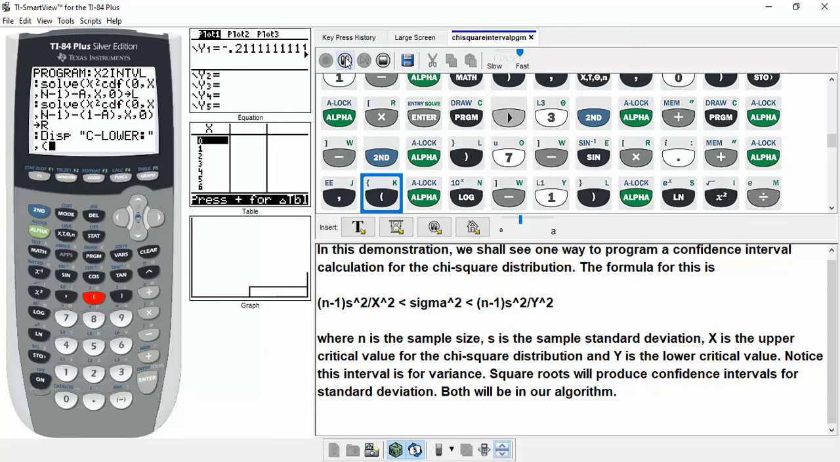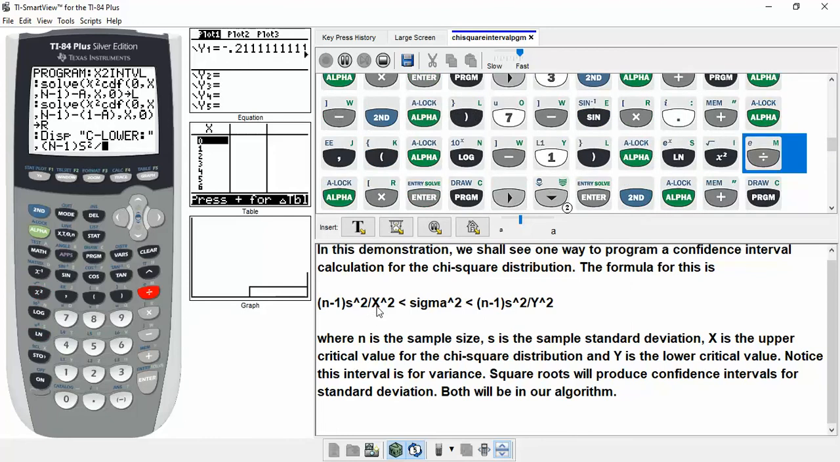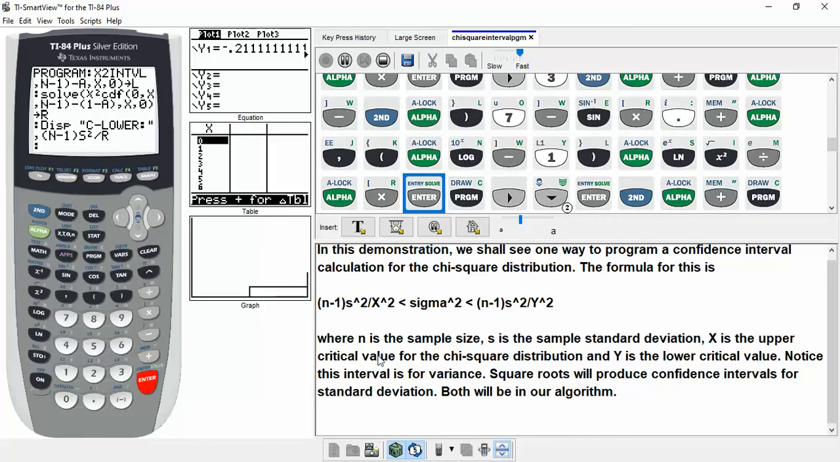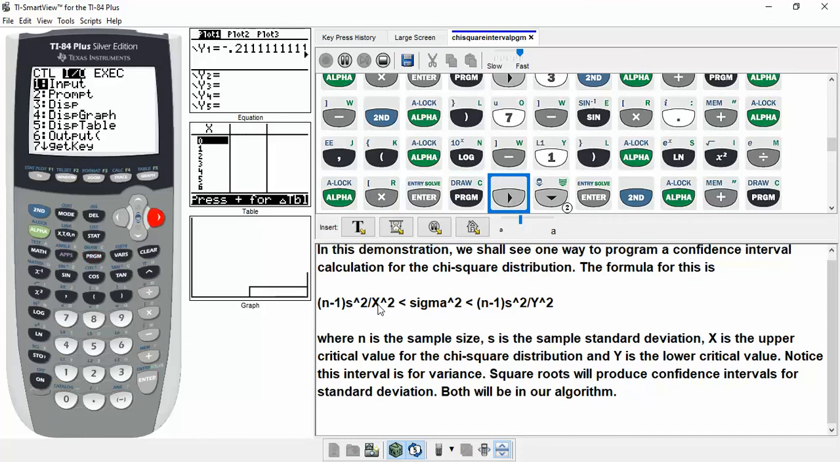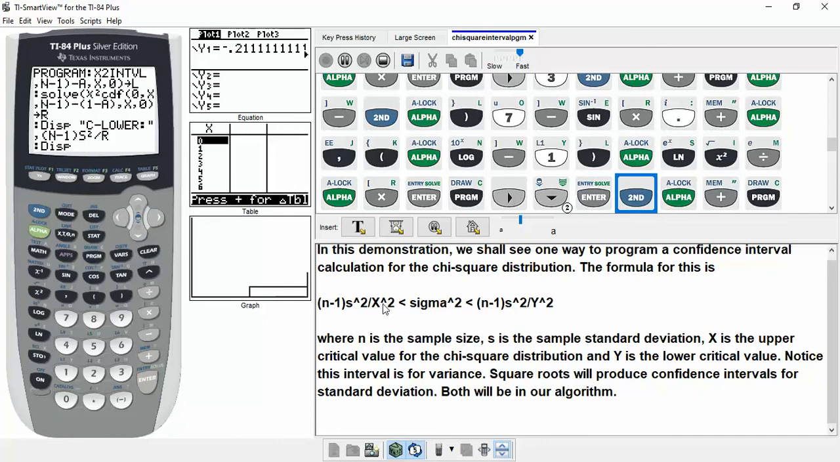And this time we're going to type in the left side of that formula that was given at the beginning, that you can also see here. So we have n minus 1, then we have s squared, and then we're going to type in this. Remember, x is the upper critical value. We defined it in r in our algorithm. So we have r here, not r squared, sorry. Then we're going to repeat this.